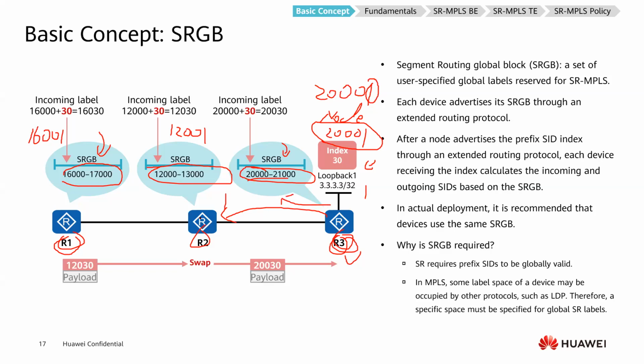It is because at every device, the SRGB they can use might be different. So when you do the planning, to see whether the node segments are duplicates or not, you should depend on the index.